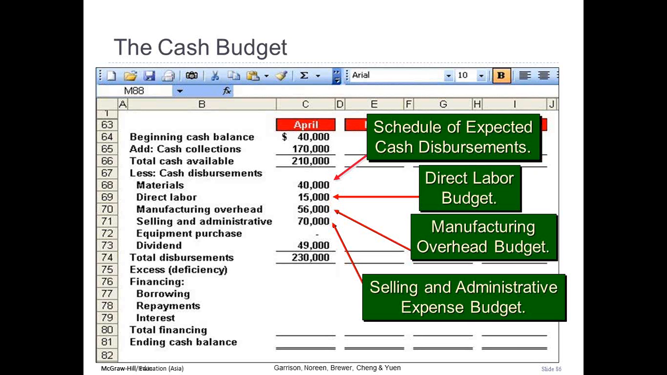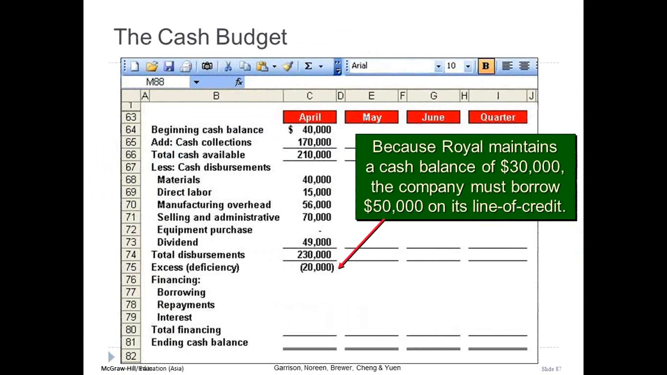During April, the Board of Directors paid a cash dividend of $49,000. We now have completed the second major section of the cash budget, cash disbursements. The third step is to calculate the excess or the deficiency of cash available over disbursements. In the month of April, we expect to have a cash deficiency of $20,000, given that Royal has a policy that the company will always maintain an ending cash balance of $30,000.